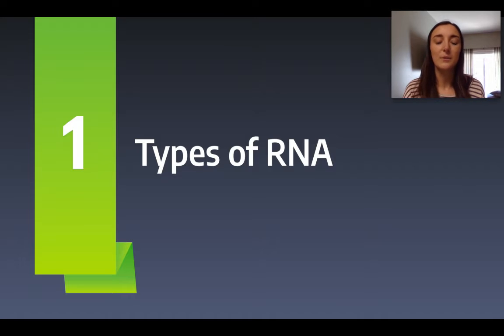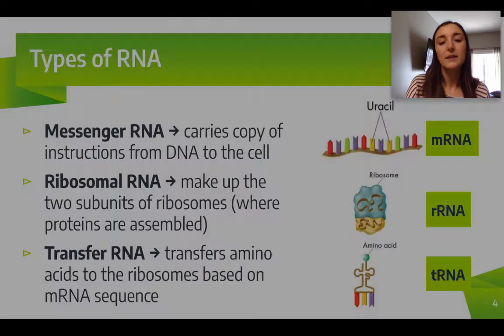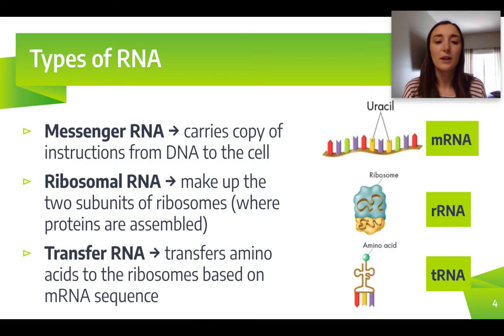So before we start anything, we have to talk about the types of RNA that we're going to see. There's messenger RNA, also called mRNA. It carries a copy of your instructions from that DNA to the rest of your cell. Ribosomal RNA, also called rRNA, makes up the two subunits of ribosomes, and that's where proteins are actually assembled. And then there's your transfer RNA, also called tRNA, which has the ability to transfer amino acids from the cytoplasm to the ribosomes so that it can make this long amino acid chain, which is your protein.